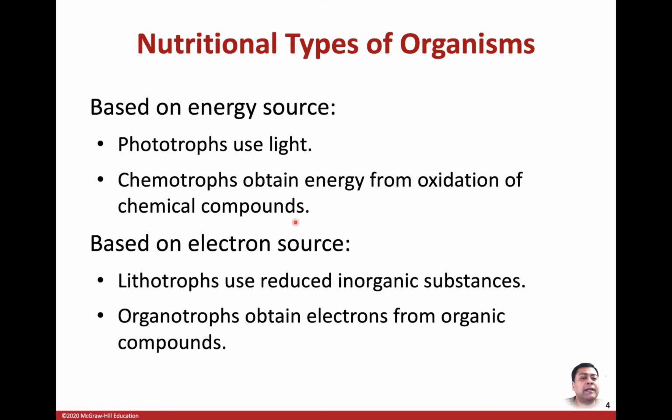Another important thing is that, based on the electron source, the lithotrophs use reduced inorganic substances. On the other hand, the organotrophs obtain electrons from organic compounds. So where is that electron source needed for the energy source? If there are reduced inorganic substances, remember that this word is important. Reduced means that these inorganic substances already have electrons in them, in the form of hydrogen most of the time.